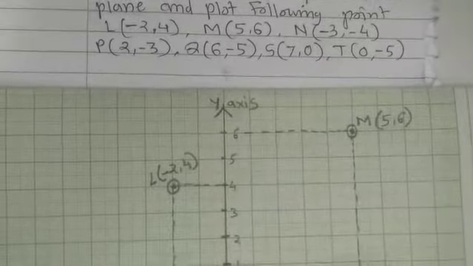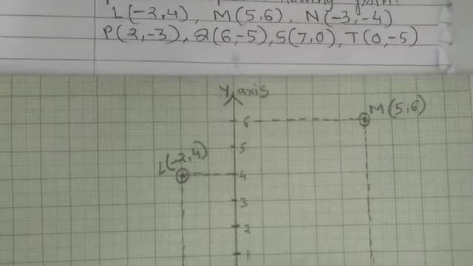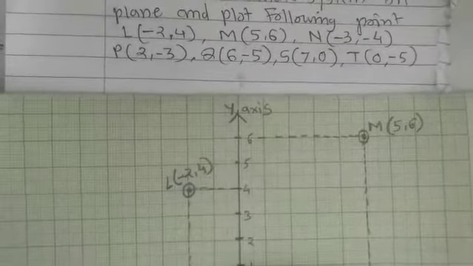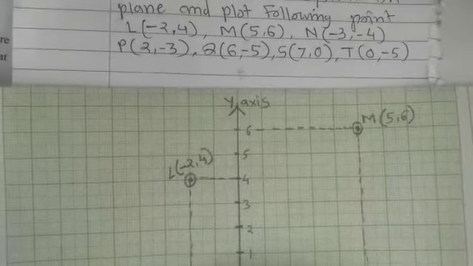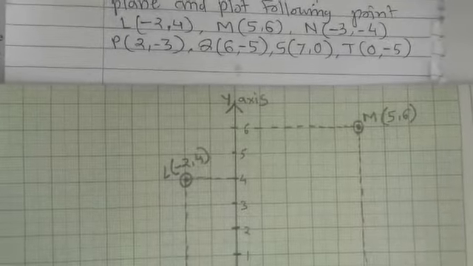Where is -3 on the x axis? This is -3. And where is... just take it as it is, and -4 at the lower side.